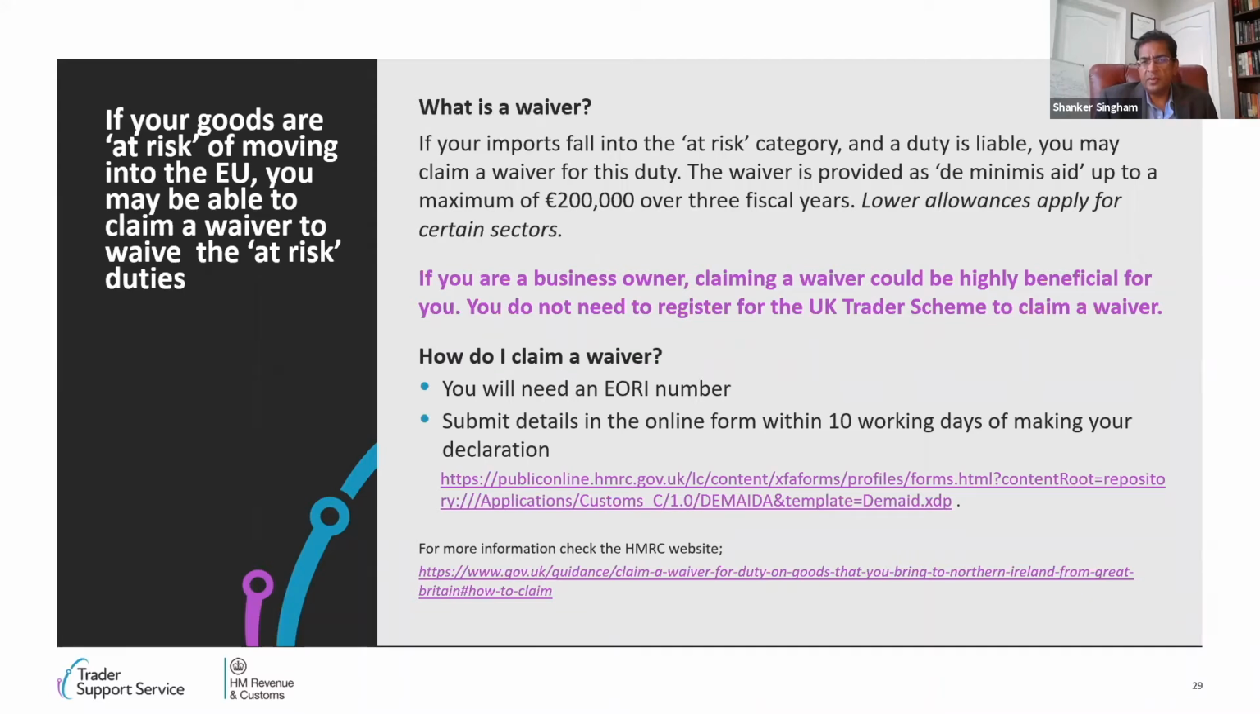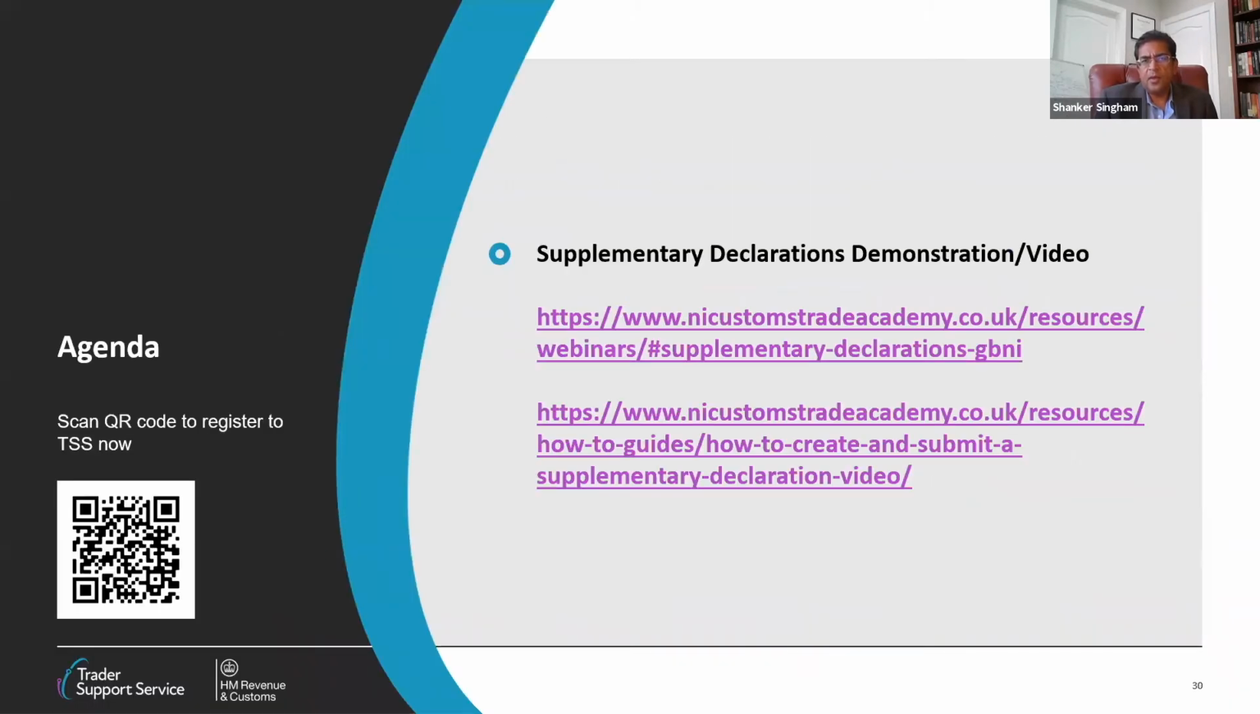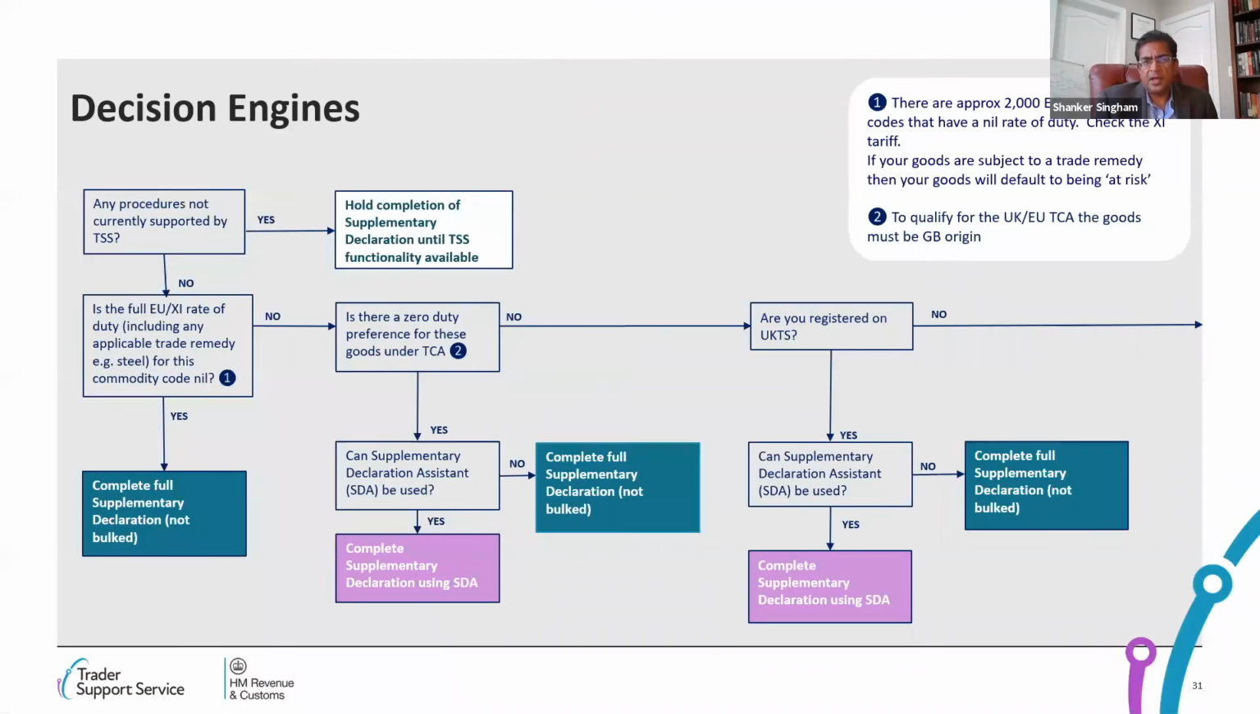You'll need your EORI number, and you'll need to submit details on this form that we've linked there on the slide within 10 working days of making your declaration. And if we go to the next slide, we've got videos of how to do supplementary declarations, by the way, that link to on the NICTA website. And we'll share all these slides with you, or the Institute will share them with you after this.